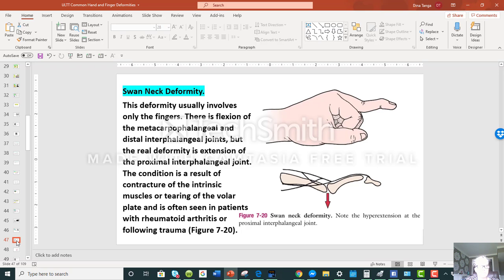Swan neck deformity. This deformity usually involves only the fingers. There is a flexion of the metacarpophalangeal and distal interphalangeal joints, but the real deformity is extension of the proximal interphalangeal joint. The condition is a result of contracture of the intrinsic muscles or tearing of the volar plate. It is often seen in patients with rheumatoid arthritis or following trauma.